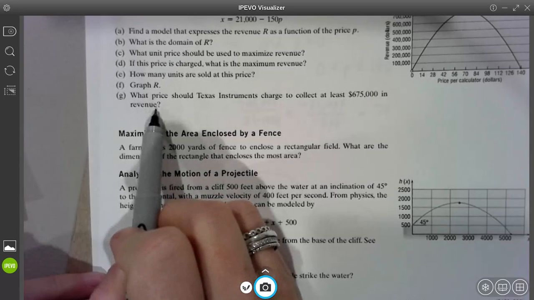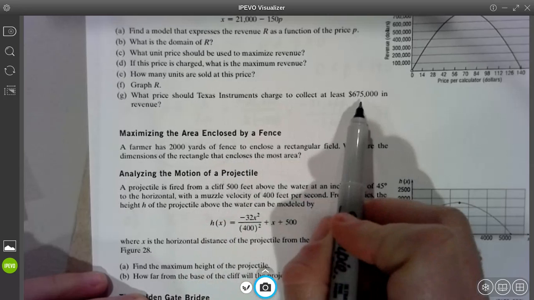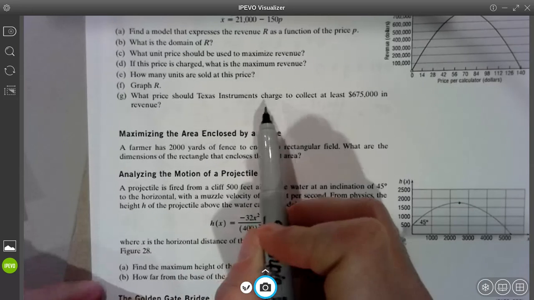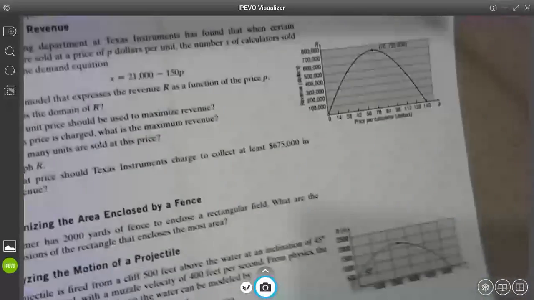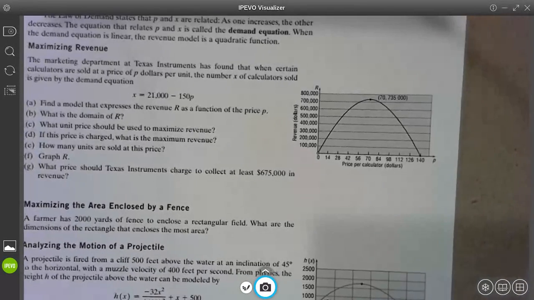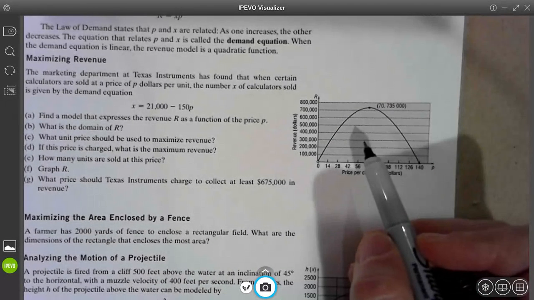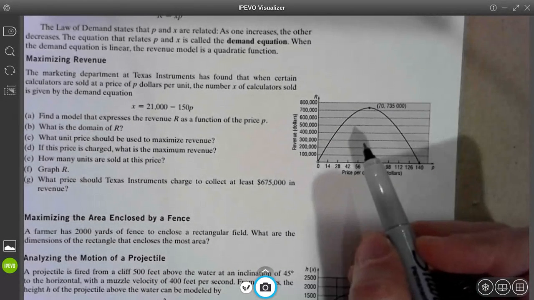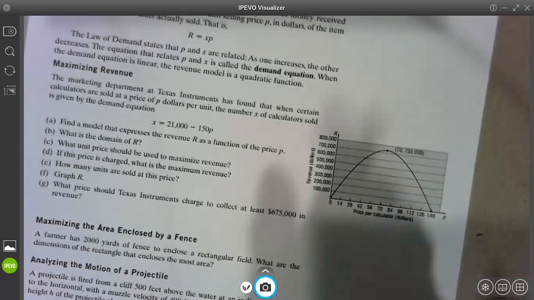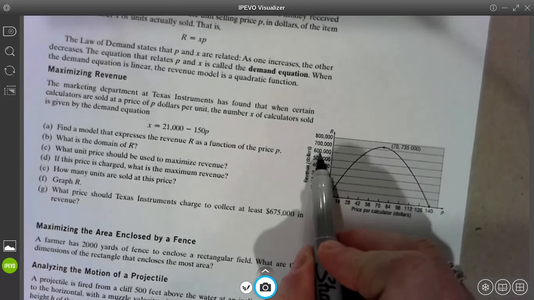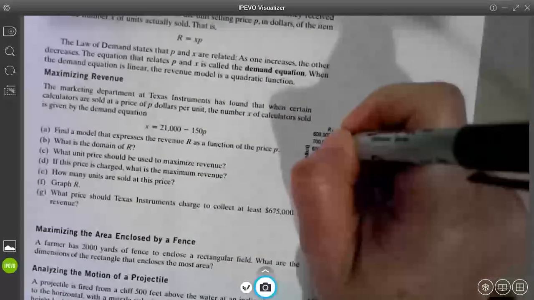Then it says, what price should Texas Instruments charge to collect at least $675,000 in revenue? So guys, think about this. I'm going to write on this picture here. The graph will help me illustrate this. So if you want to make $675,000, they want to know at least what price should they be selling the calculator at to at least make $675,000. Well, on the chart, here's 600,000 and here's 700,000. So 675,000 is up here.